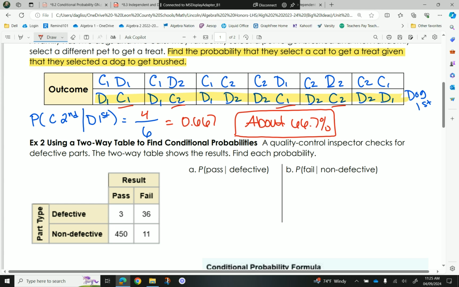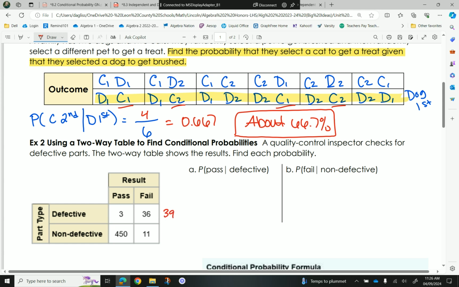The first one it wants me to find is what was the probability that something passed if it was defective, right? That should not happen. So hopefully my percent is low. Does that make sense? Okay, so let's see what happens. Probability that it passed the test given it's a defective product. So I already know it's defective, correct? How many total defective products were there?